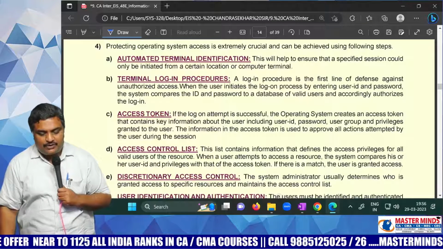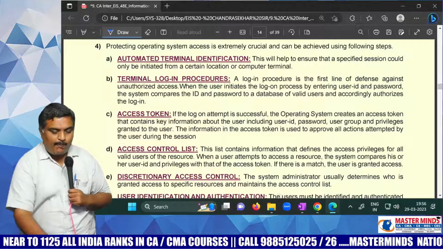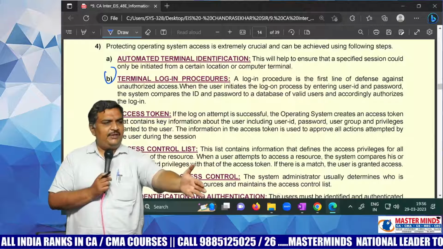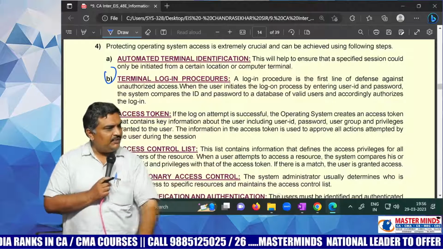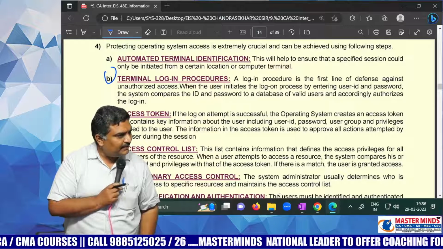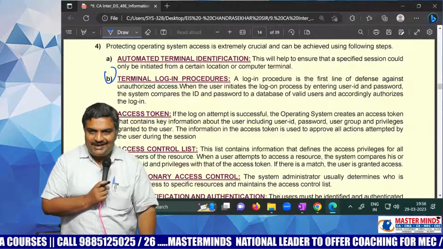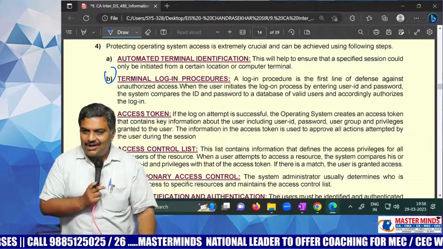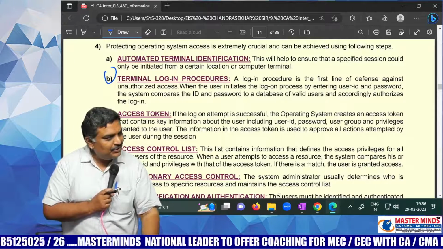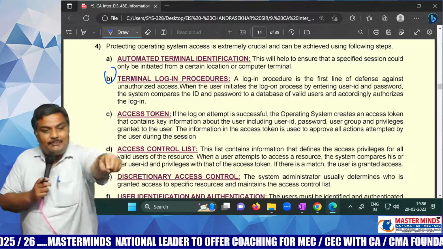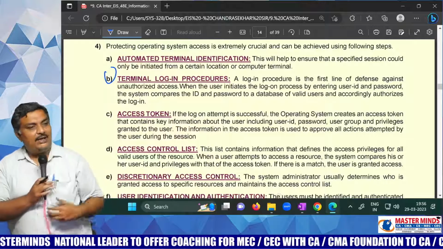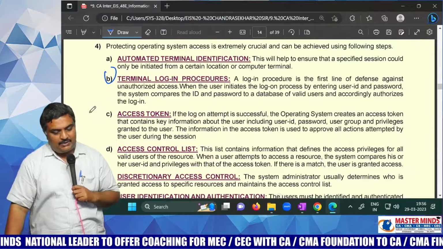Terminal login procedure. Terminal login procedure means what? I came to your office. One system is idle, one system is vacant. I sat before that system and wanted to work. Can I work like that? If some stranger comes to your office and sits before a system and starts doing work, how will it be? Will it be nice to you? Is it secure to you? So you need to have terminal login procedures. That means if anyone wants to work on that terminal, he needs to log in using user ID and password.